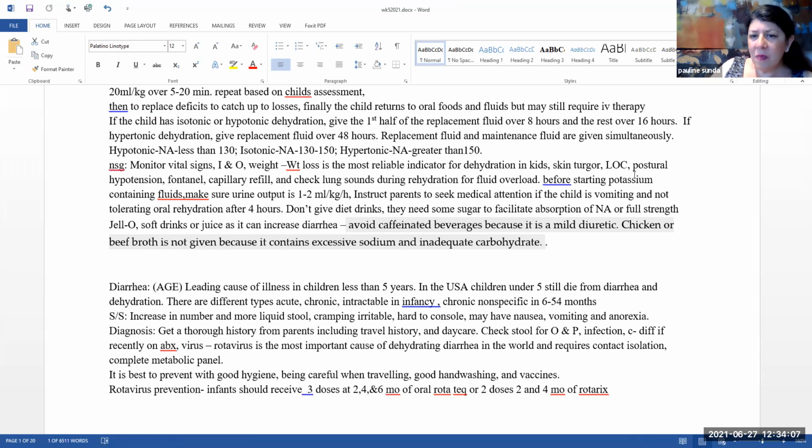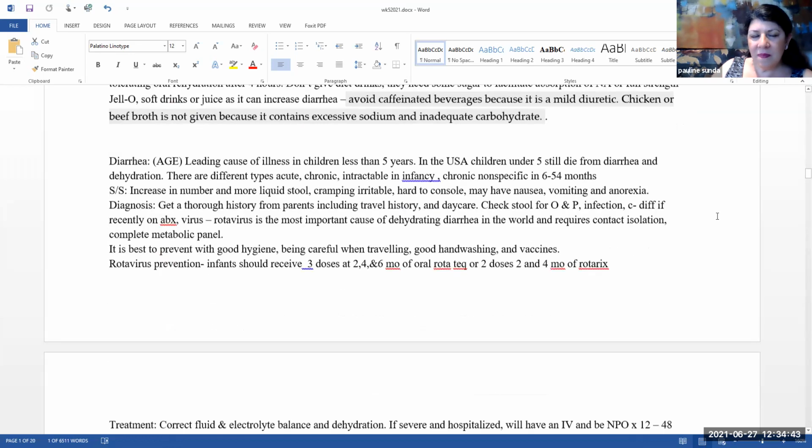Let parents know they need to seek medical attention if the child is vomiting and not tolerating oral rehydration therapy after a 4-hour period of time. You don't want to give them diet drinks because they do need some sugar to facilitate the absorption of sodium, or full-strength Jell-O, soft drinks or juices because this can actually increase diarrhea. You want to avoid caffeinated beverages because these are mild diuretics. Chicken or beef broth is not given because it contains excessive sodium and it's inadequate in carbohydrates.